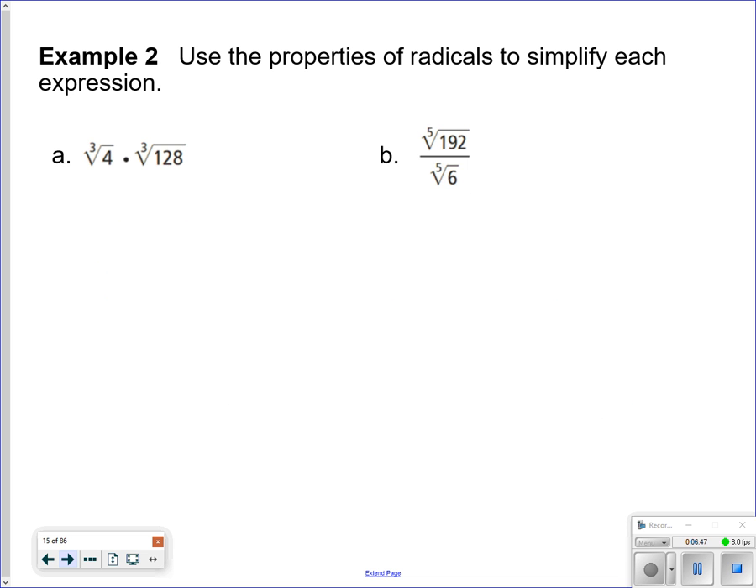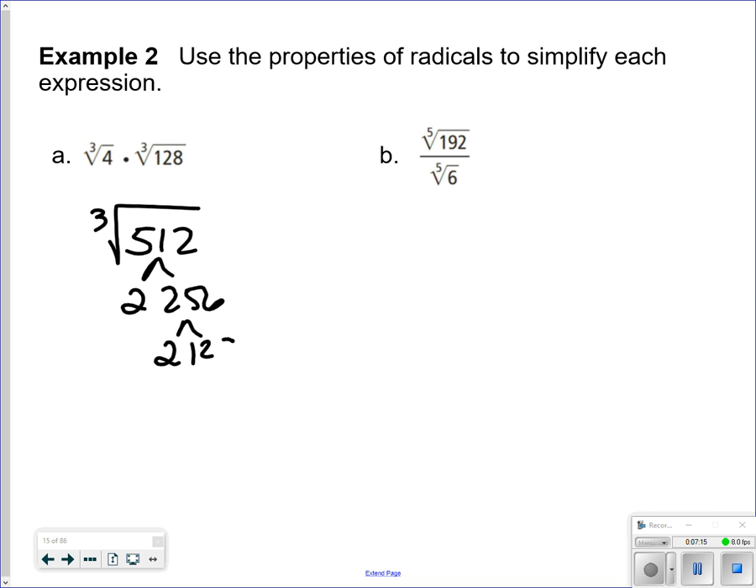So the cube root of 4 times the cube root of 128. I can combine this into one radical by multiplying. They have the exact same index or the exact same root. So then 4 times 128 is 512. Now, let's talk about simplifying here. We haven't talked much about this. If I do a factor tree for 512, so let me get a factor tree out here. And this one is a fairly long tree because there's a lot of 2's.